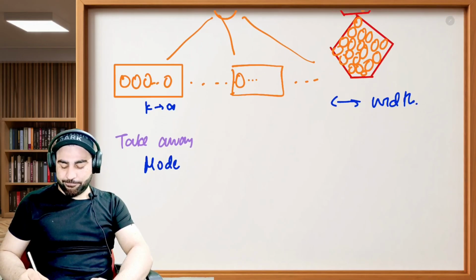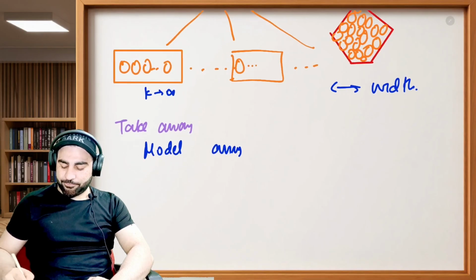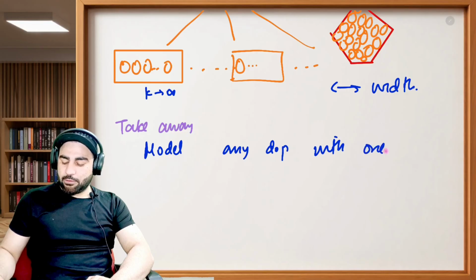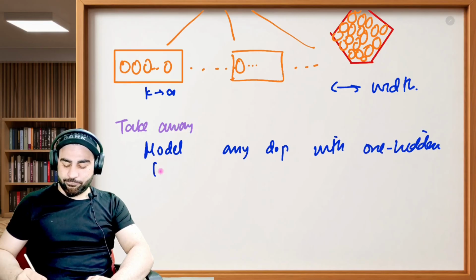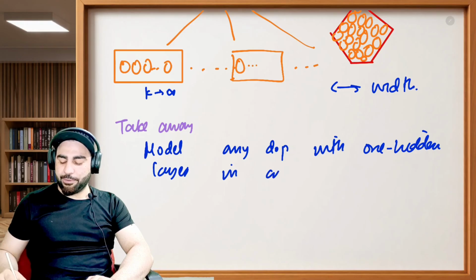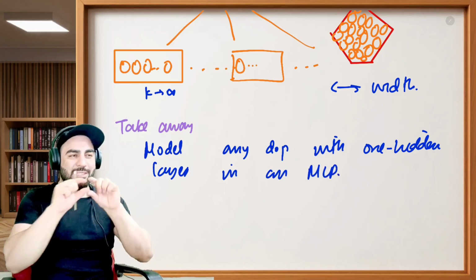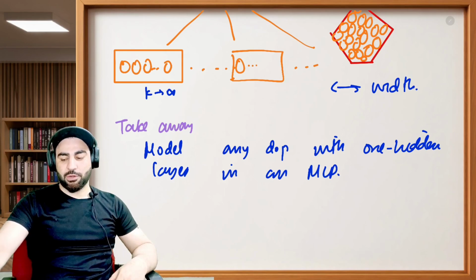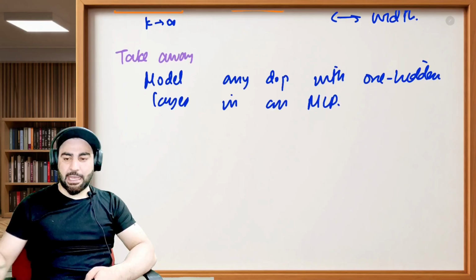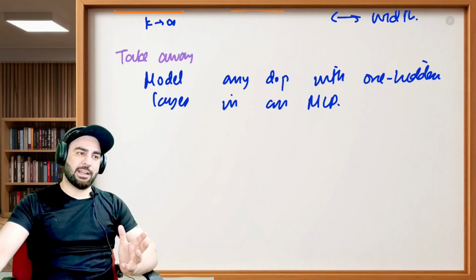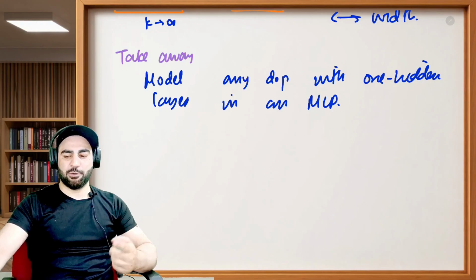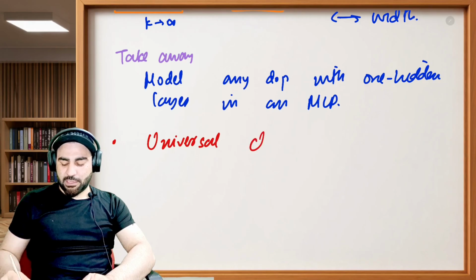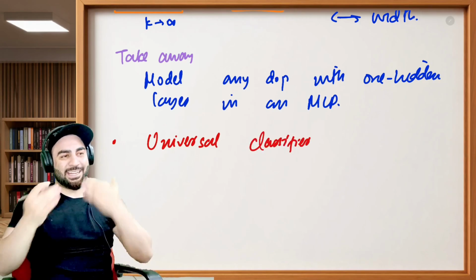You can model any decision boundary with one hidden layer in an MLP. So in an MLP, if you just have one hidden layer, you can model any kind of boundary. So we now can conclude that this MLP is basically a universal classifier as well. Initially we said that you can model any Boolean function, and now you can say that this is a universal classifier.